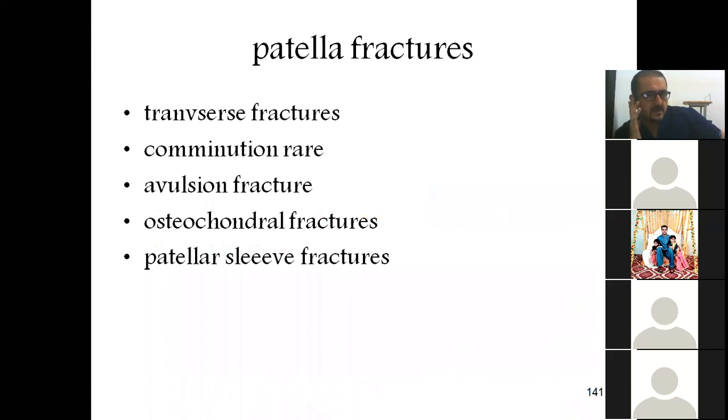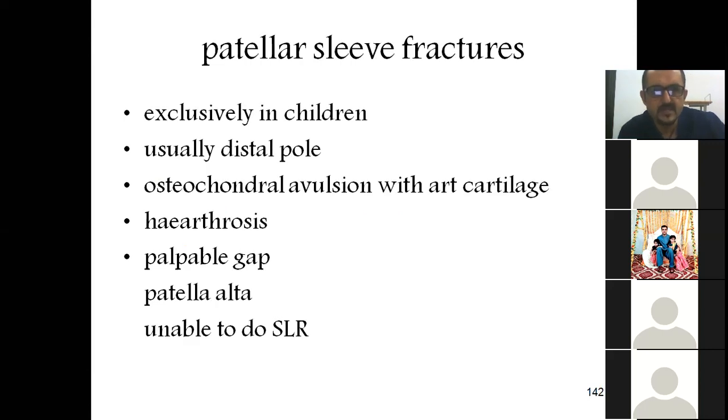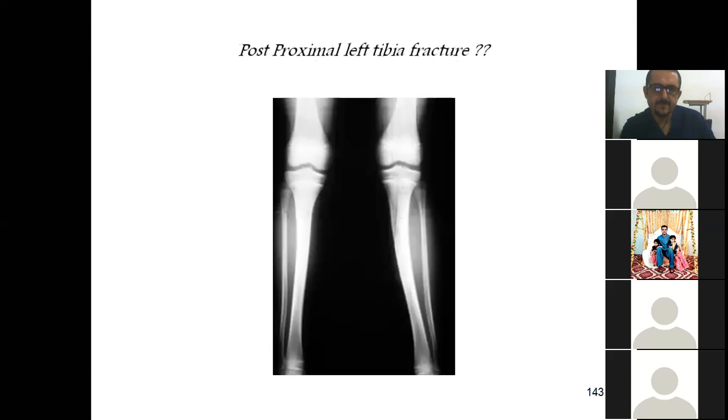Patellar fractures, I will not go through them, but they can be transverse fractures, comminuted fractures, avulsion fractures, osteochondral fractures, and most of them are managed conservatively if not displaced. And important are patellar sleeve fractures, which are notorious, involve the pediatric population, and are difficult to identify. Patellar sleeve fractures are exclusive to children, usually the distal pole. It is an osteochondral avulsion injury with articular cartilage. There is hemarthrosis, a palpable gap, and patella alta, and the patient is unable to do SLR. Do check patellar sleeve fracture radiographs on Google, and see how difficult they are to identify.